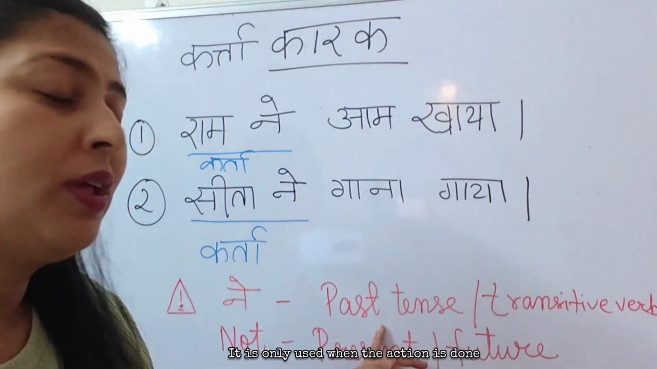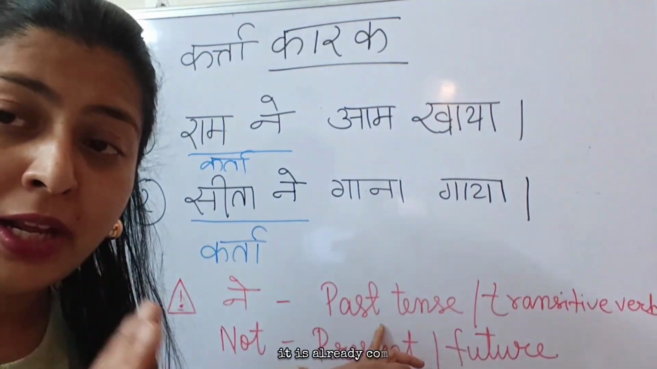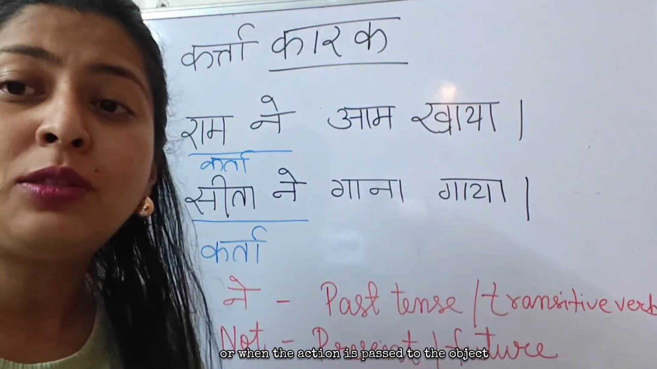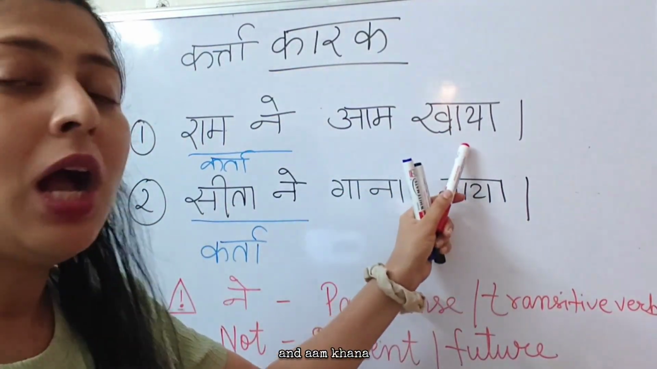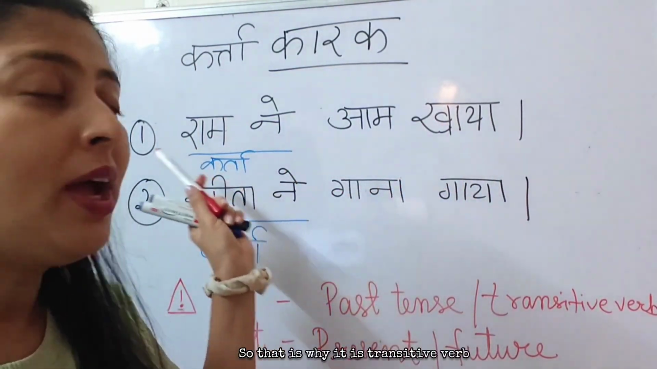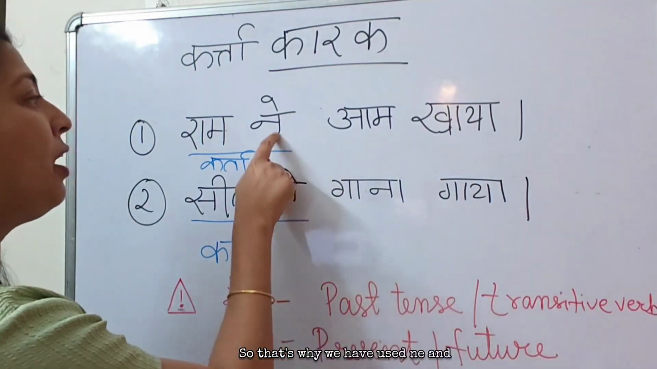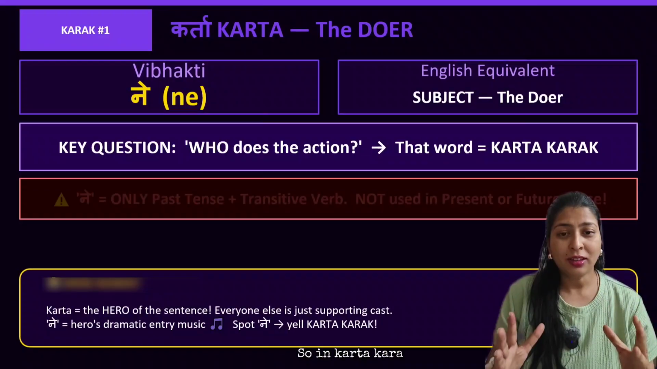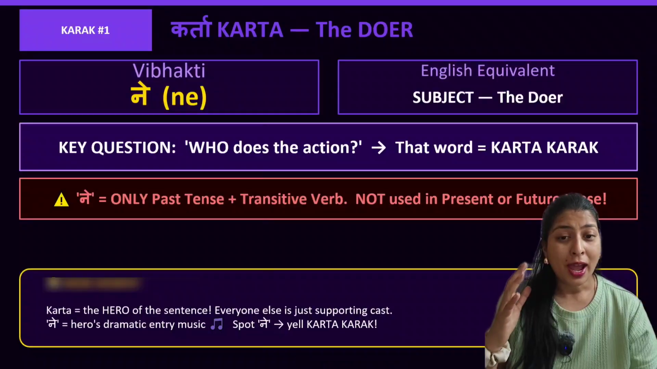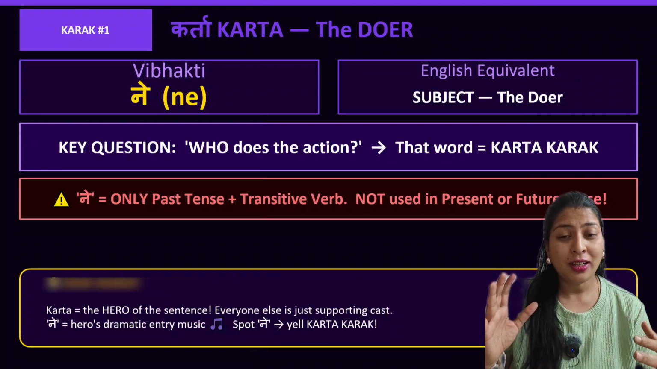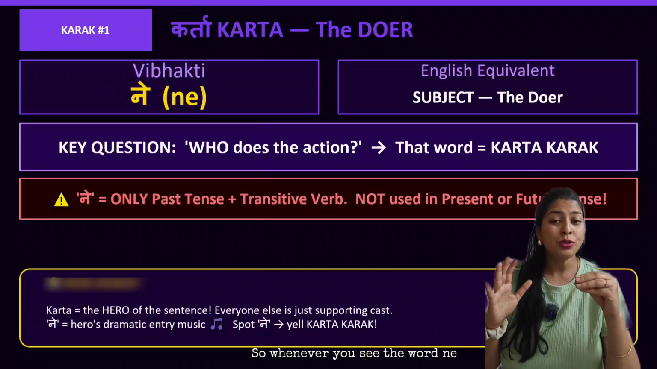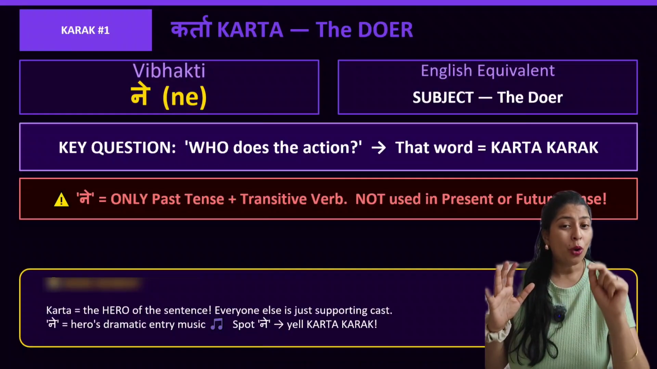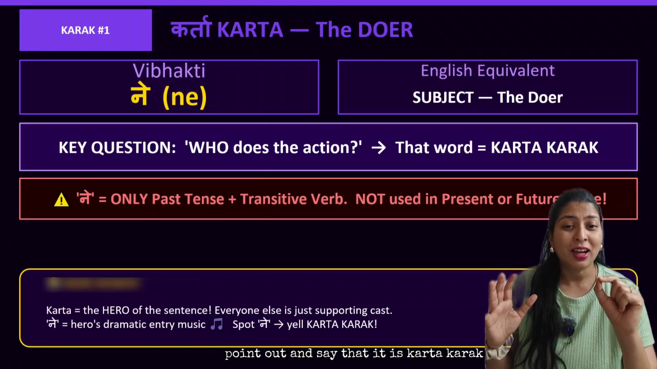It is only used when the action is done, it is already completed, or when the action is passed to the object. So here Ram is subject and Aam Khana is object. So that is why it is a transitive verb. So that's why we have used ne. In Karta Karak, Karta is the hero, and when ne is used with Karta, it is like a dramatic music entry for the hero. So whenever you see the word ne, point out and say that it is Karta Karak.